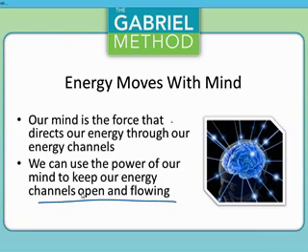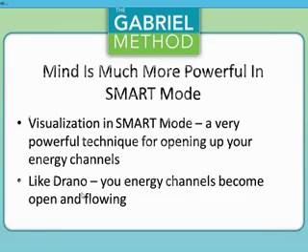So we've been doing a lot of this already with creating that ball of light and then having the light circulate all through our body. We're using the power of our mind and positive energy to open up our energy channels and to get them open and flowing. And when you're in that powerful smart mode state, you're in a much more powerful state. And when you're using that more powerful state, it acts kind of like a Drano to get your energy channels open and flowing.